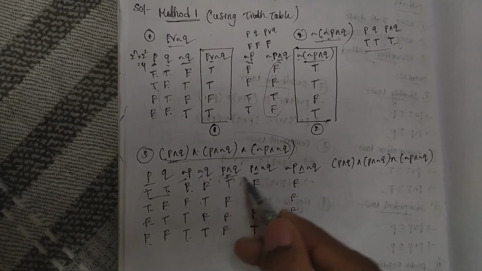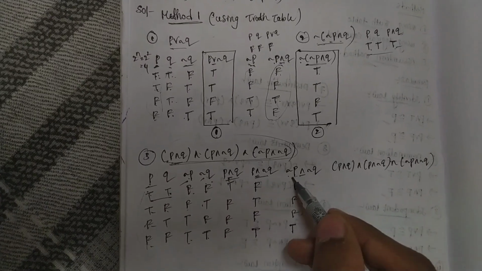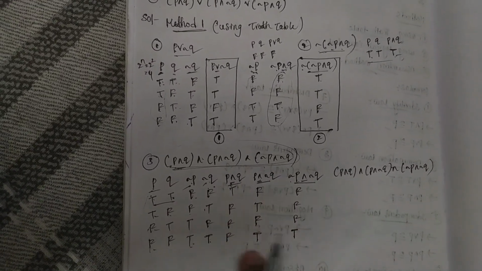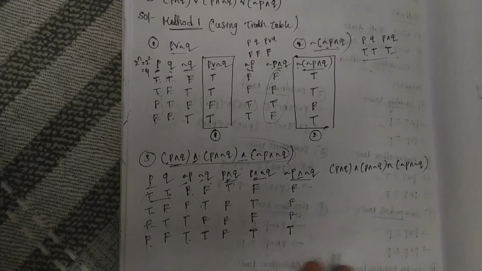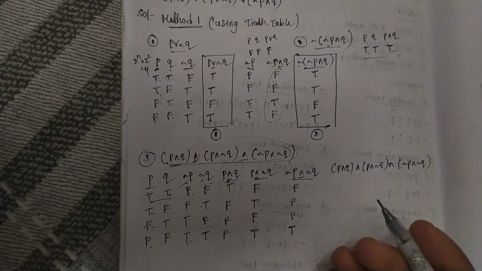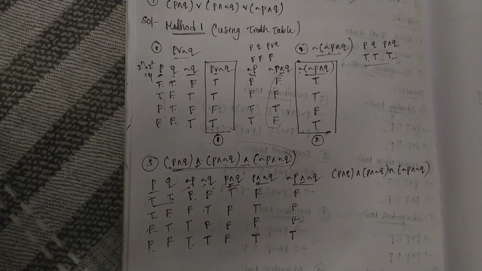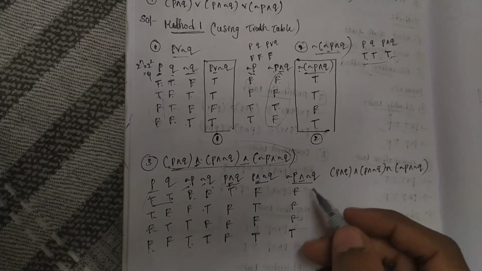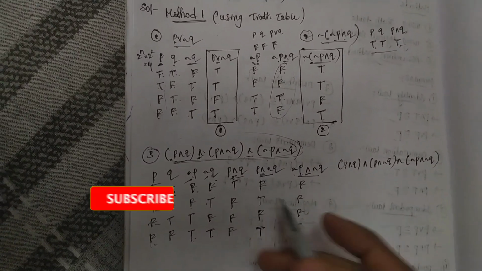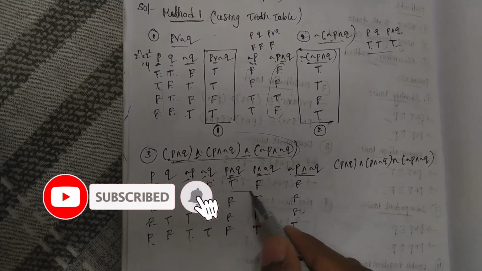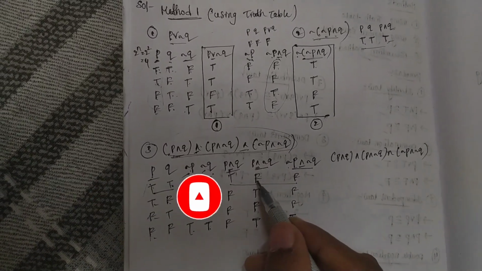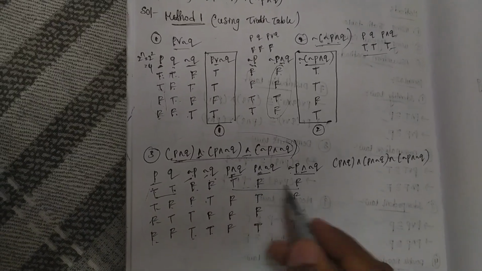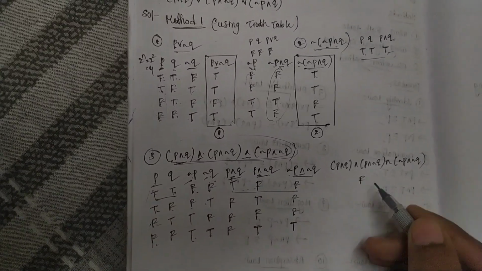In this compound statement, and in the third compound statement, we are applying the and connective. In the and connective, only if both p and q values are true is the whole statement true, otherwise false. So here you can see all are not in true form, so it is false.